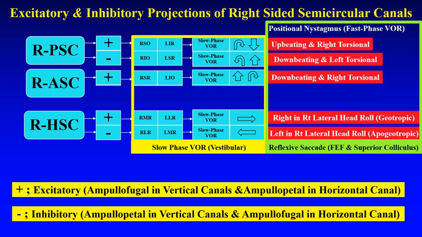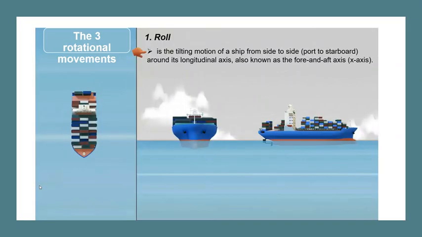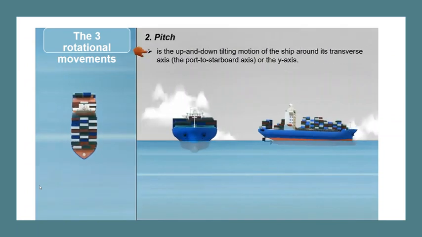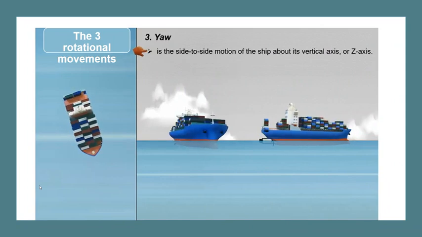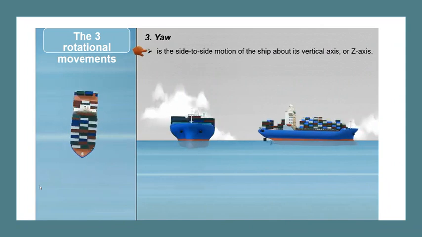So why I am discussing VOR in this slide is because benign paroxysmal positional vertigo generates non-obligatory VORs, and that is the reason for the positionally triggered disease spells. So the rotational movements are roll like this, pitch like this, and yaw like this. These are being sensed by the three semicircular canals.